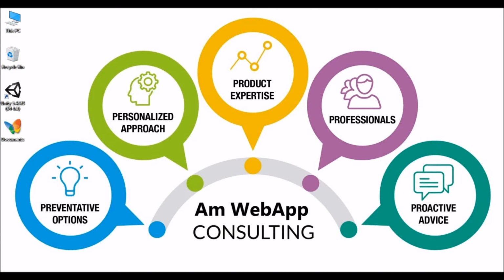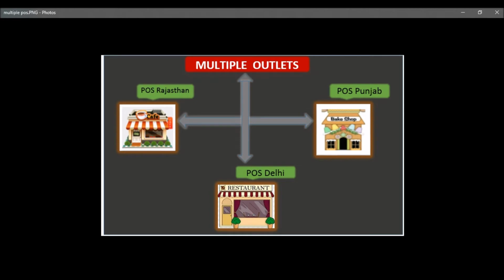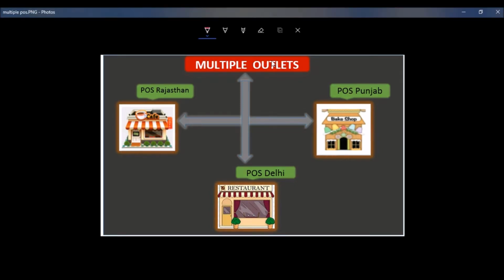So I'm going to elaborate for you in a picture. By creating multiple POS, we can run multiple location businesses. Suppose your main POS is located in some place like Himachal Pradesh, and these three POS are located in different places, like one POS in Rajasthan, one POS in Delhi, and one POS in Punjab. Like in Rajasthan, it is a cafe. Your business in Delhi is a restaurant, and in Punjab, your shop is a bake shop. So these three are interconnected with your main POS.